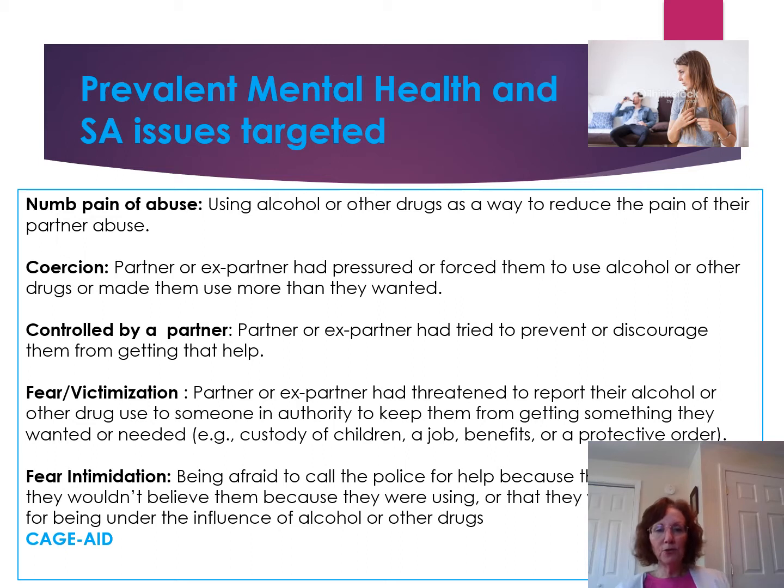They use fear and victimization. Partner or ex-partners threaten to report their alcohol or drug abuse to someone in authority to keep them from getting the help they needed. In other words, if you go get help, they're going to find out that you've been drinking and you have your kids, so you're going to lose your kids. There's fear and intimidation. They're afraid to call the police for help because they feel that they won't be believed because they were using or they have mental health problems.